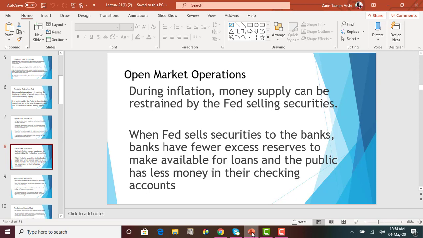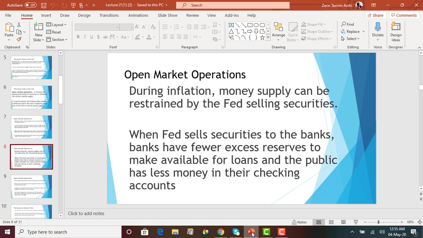Okay, so again, remember, during recession, to increase money supply, Fed will buy securities. During inflation, to decrease money supply, Fed will sell securities, and this is the most common method used. Because it is a gradual process, the effect comes slowly and gradually into the economy, and that's exactly what the government and the Fed wants.